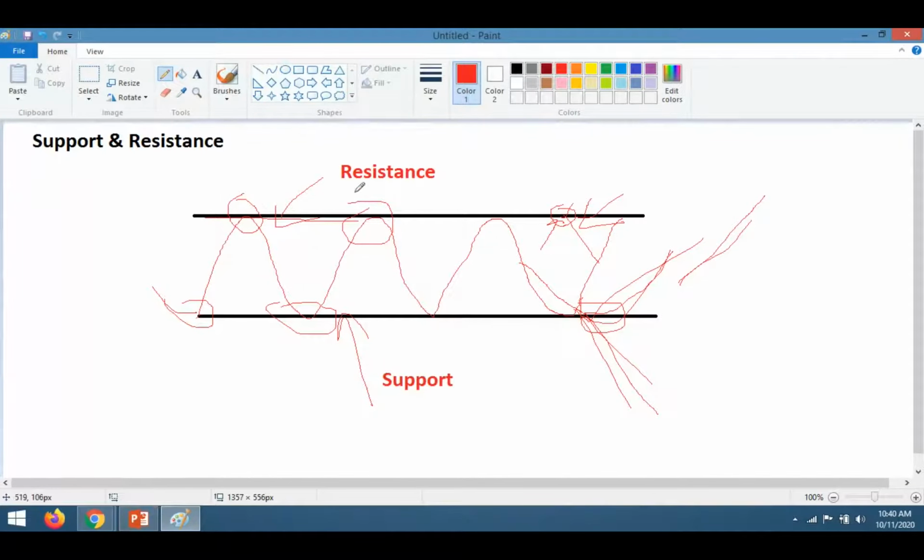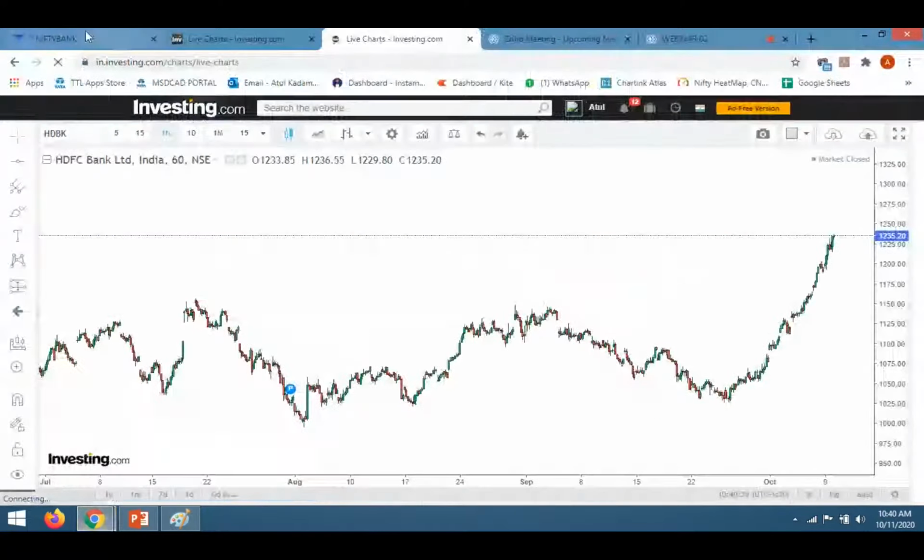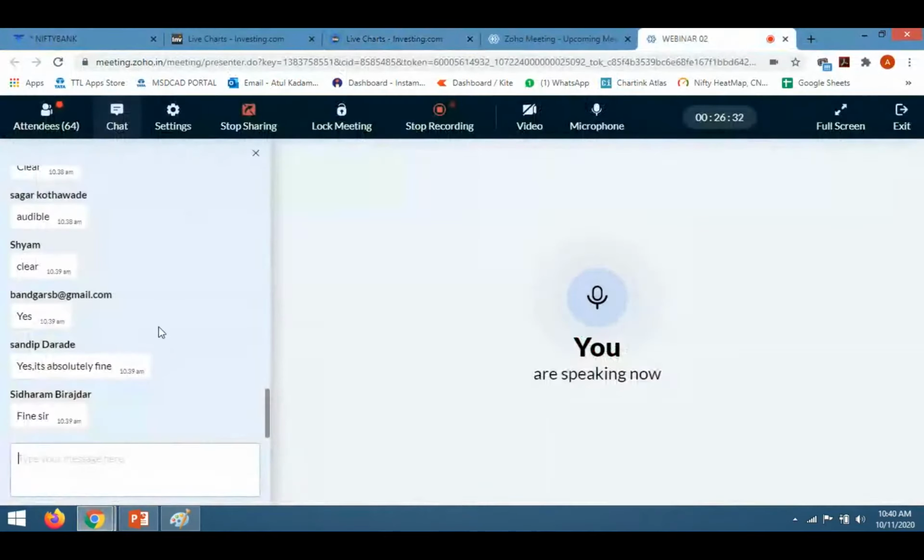Okay, so anyone have questions on support resistance? So just ask. We'll take 5 minutes question answer, and then we'll go for the candlesticks and the moving average. So put in the chat box, anyone have a question, I will unmute them. I wind up this support and resistance very quickly because the last session was only on support and resistance. So anyone have questions, just put in the chat box. Otherwise, I will proceed for the next session.